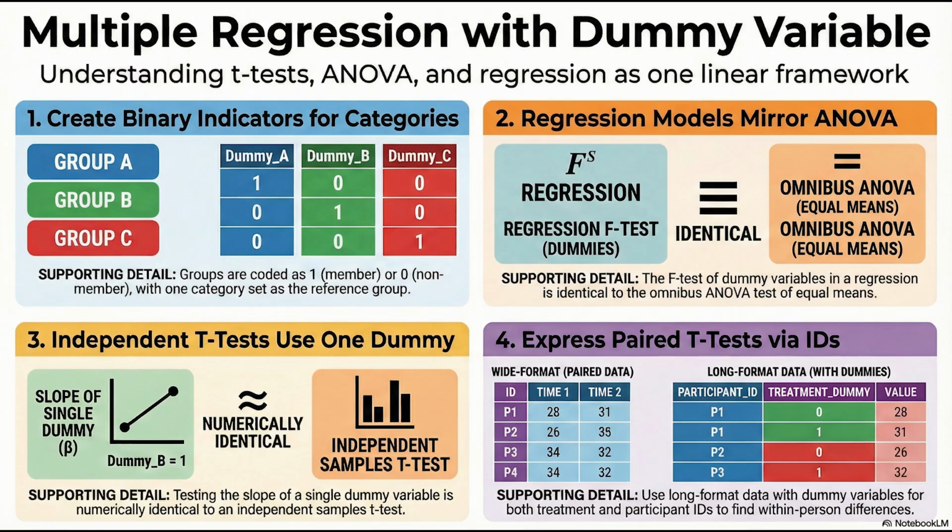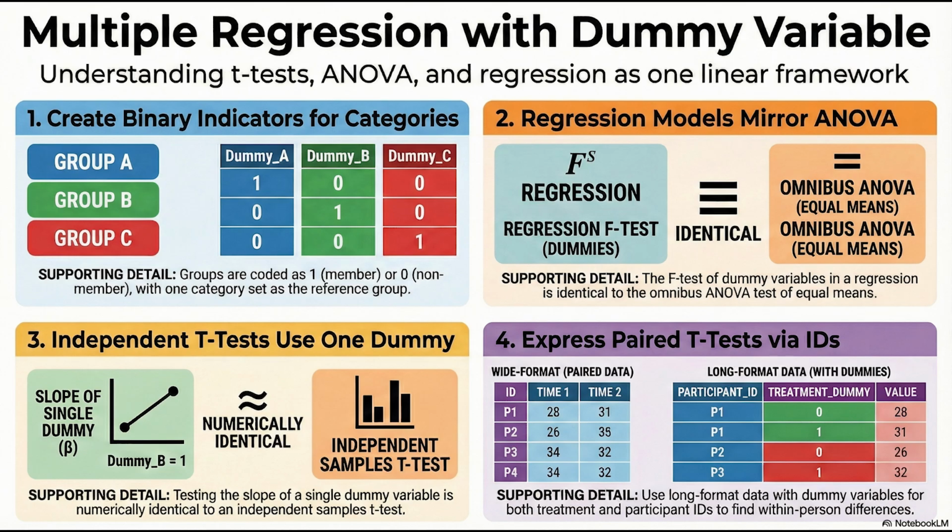The regression intercept then represents the mean of the reference group, and each dummy coefficient represents the expected mean difference between that group and the reference group, holding other predictors constant. In this way, dummy-coded regression directly estimates group mean differences within the general linear model.